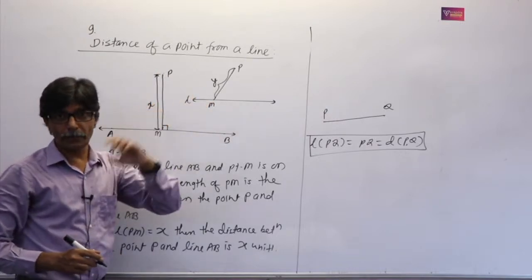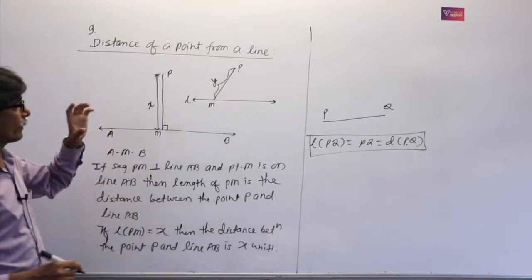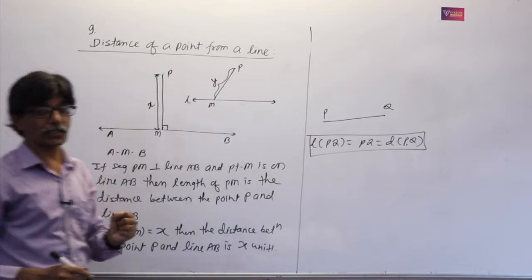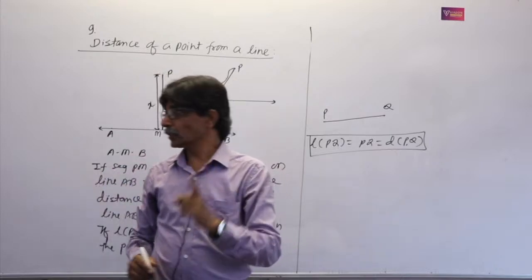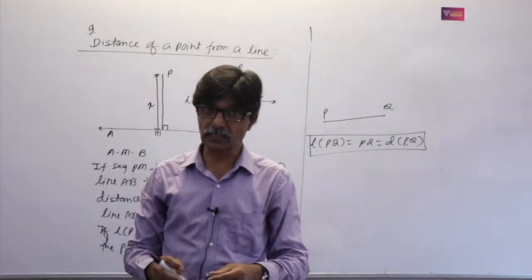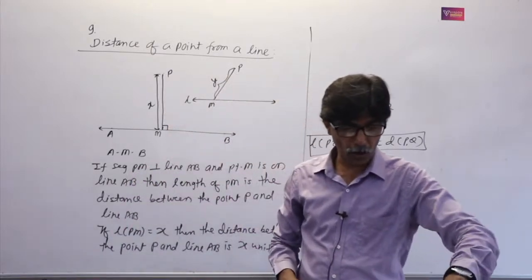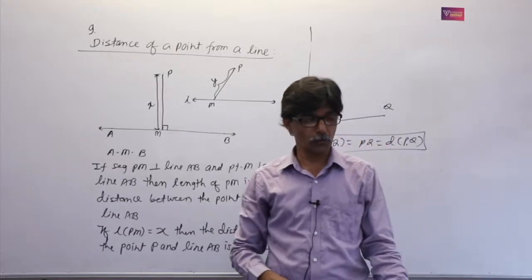So to represent the distance of a line from a point, that segment should be perpendicular. So the length of the perpendicular segment is the distance between the point and line. Remember this sentence: the length of the perpendicular segment is the distance between the point and line. So today we are taking all the definitions. Tomorrow we shall start practice set 1.2. So thank you.